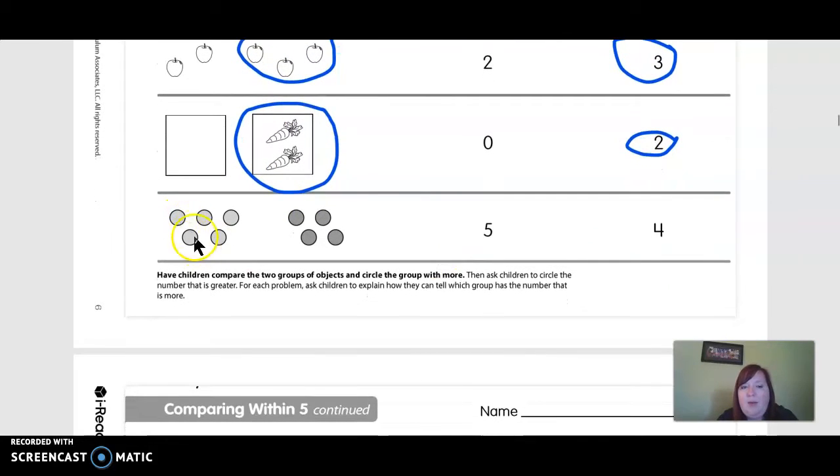Okay, the next one, how many light circles are there? 1, 2, 5. Good. And how many darker circles are there? 4. Good. Which one is greater? Which one is more? 5. And circle 5.